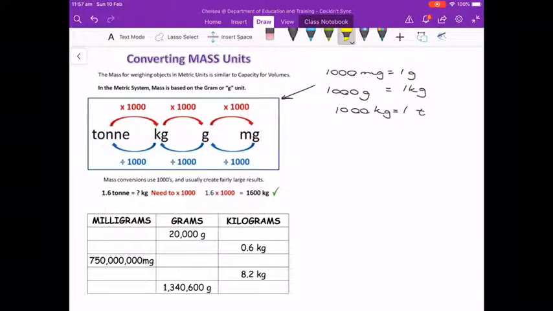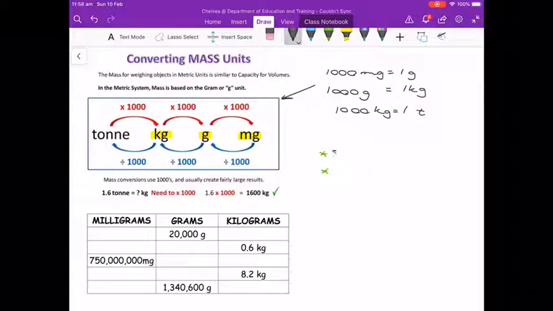Now today we're looking at milligrams, grams and kilograms. And you can notice that you either multiply by 1,000 or you divide by 1,000. We're going to show you how to use this chart doing the questions below. But here is a key.